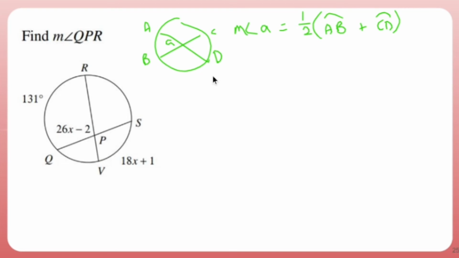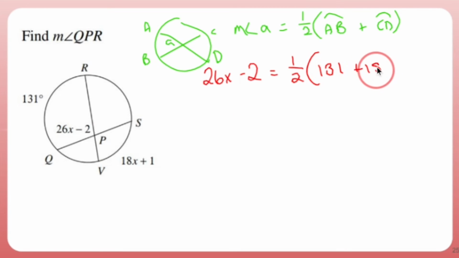All right, so let's set that up. That's my angle right there. I already have that information. So 26x minus 2 is going to equal 1/2 of one of the arcs, so QR, so 1/2 of 131, that's a third, 1/2 of 131 plus 18x plus 1.